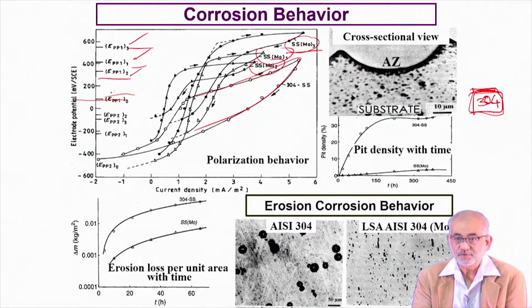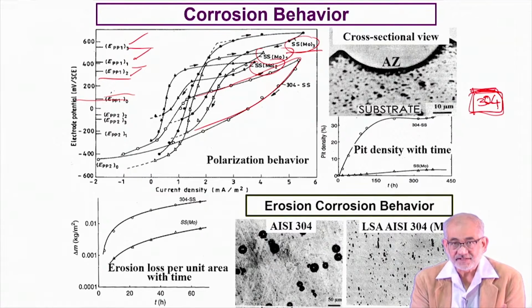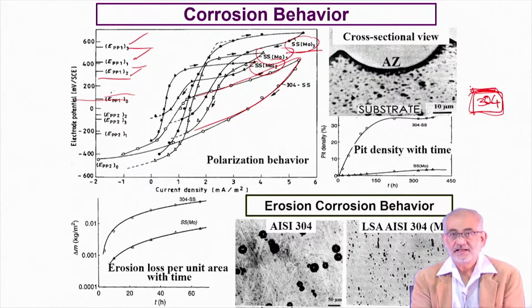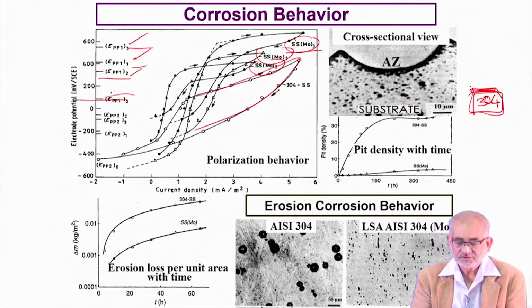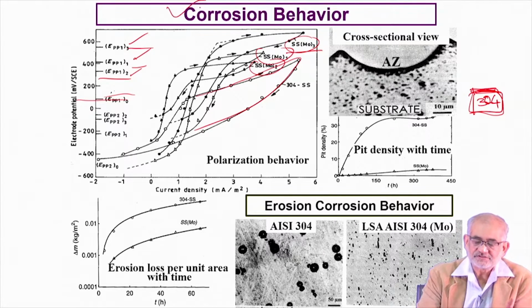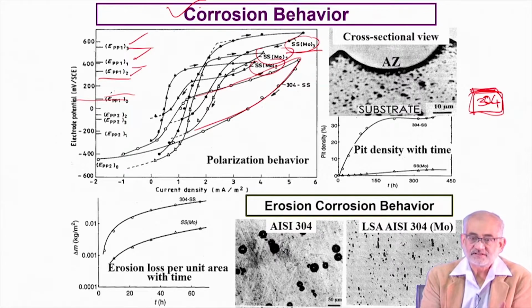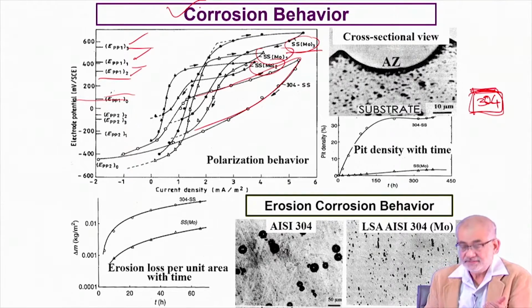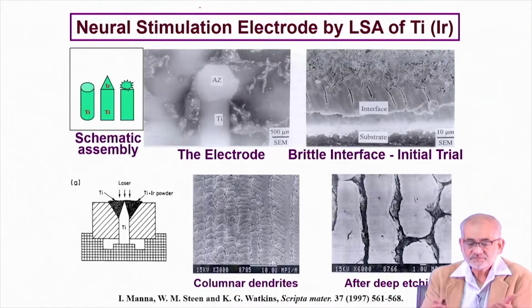And this is possible on a finished component, fairly fast, maintaining all dimensional accuracy, and most importantly creating a microstructure which is not possible by equilibrium processing. So this is an example of how we can improve the pitting corrosion resistance of stainless steel by way of laser surface alloying with molybdenum.